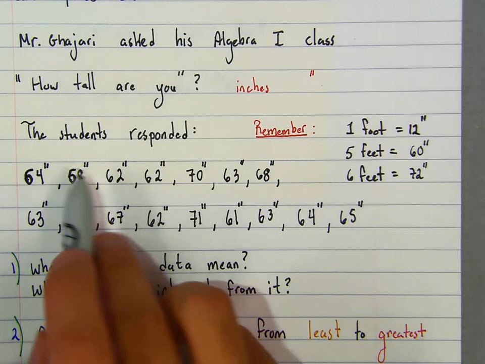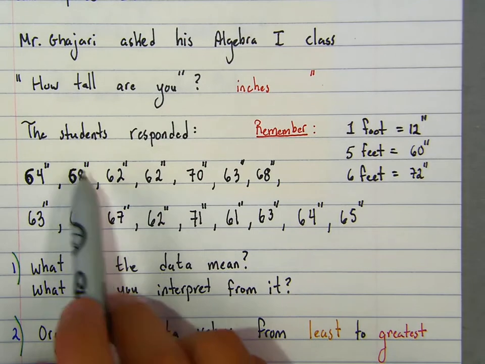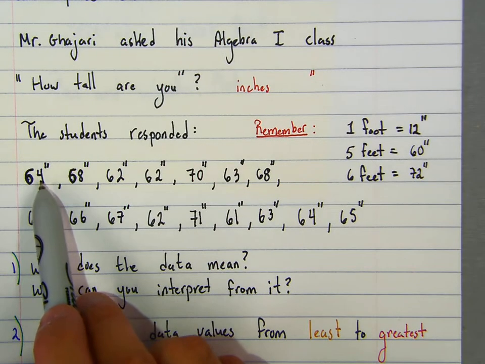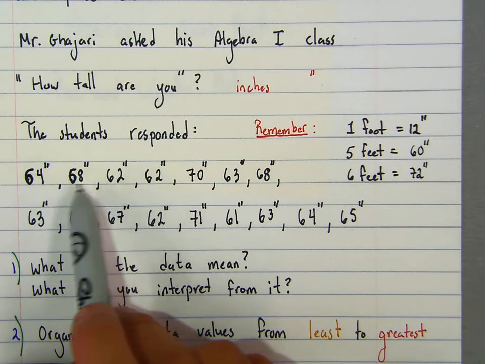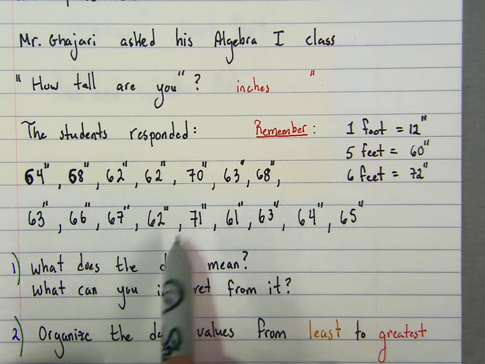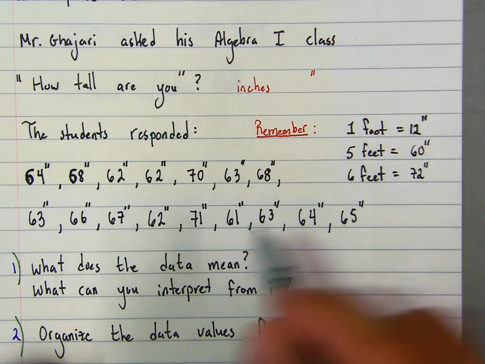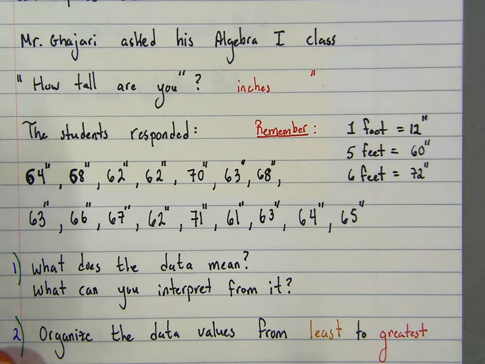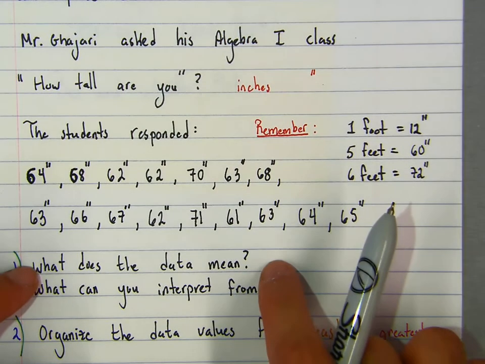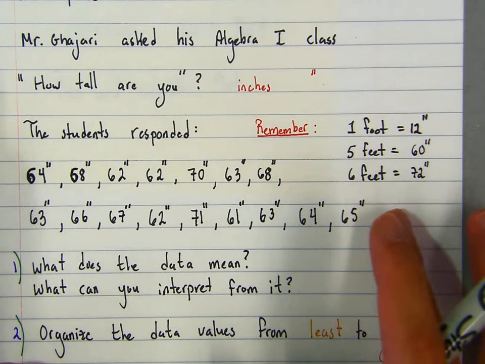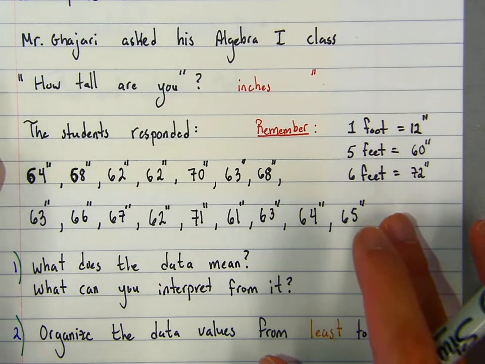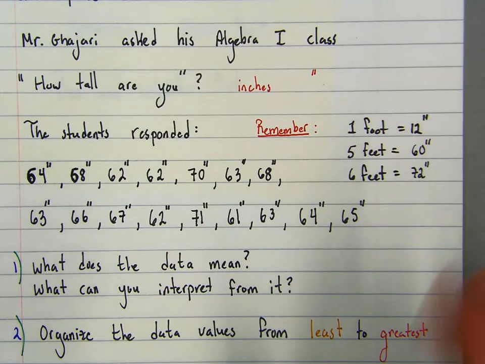Okay, so now let's say some students said, hey, I'm 64 inches tall, or 5 foot 4 inches tall, and 68 inches tall, 62, and so on. Here are the data values. And take a second. What does the data mean to you? How can you interpret the data values to gather a conclusion?